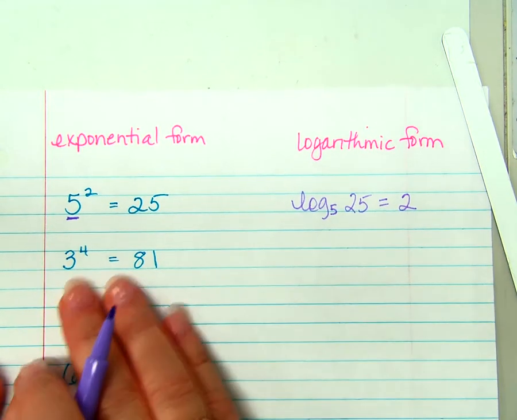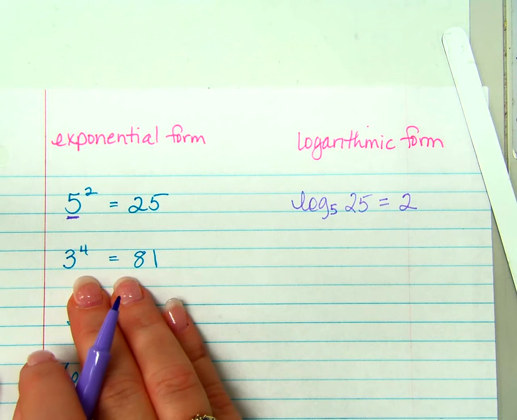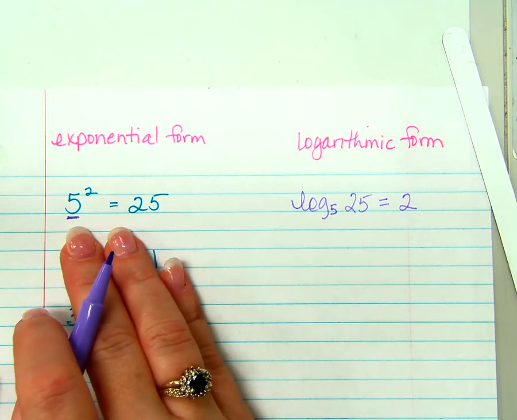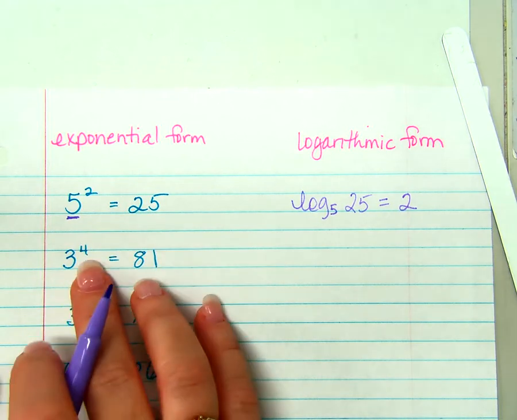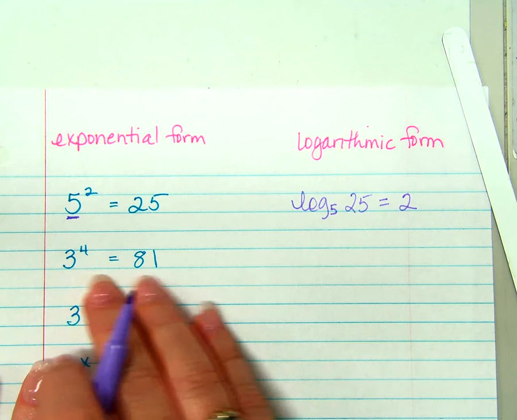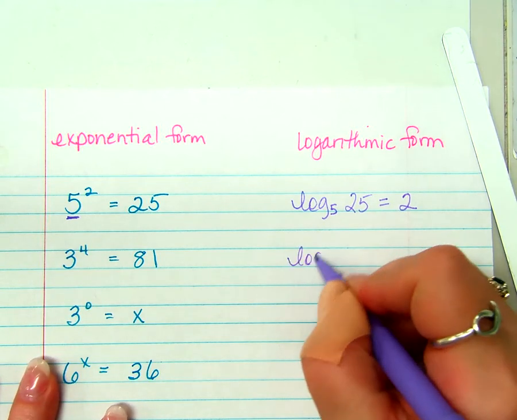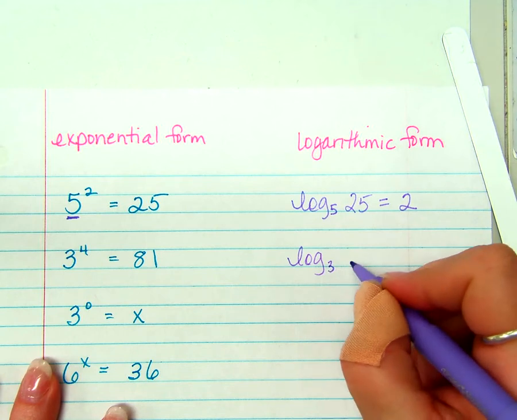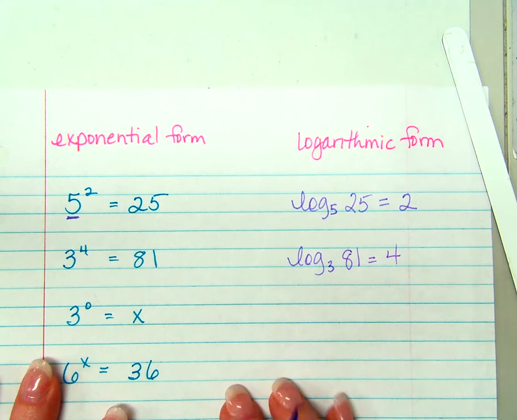What about this one? 3 to the 4th power equals 81. Guys, wait a second. Is that a true statement? Well, go back up here. Is 5 squared equal 25? Yeah. Is 3 to the 4th power equal 81? Yes. Okay? Write it for me in logarithmic form. Log base 3 of 81 equals 4.